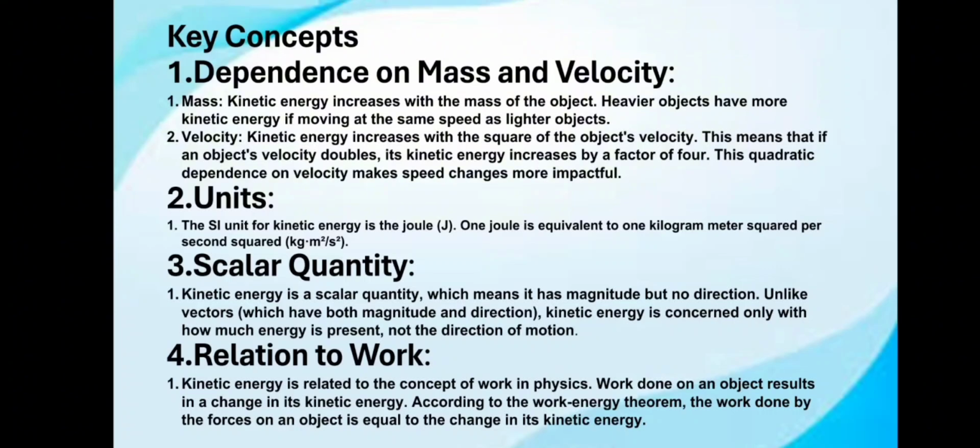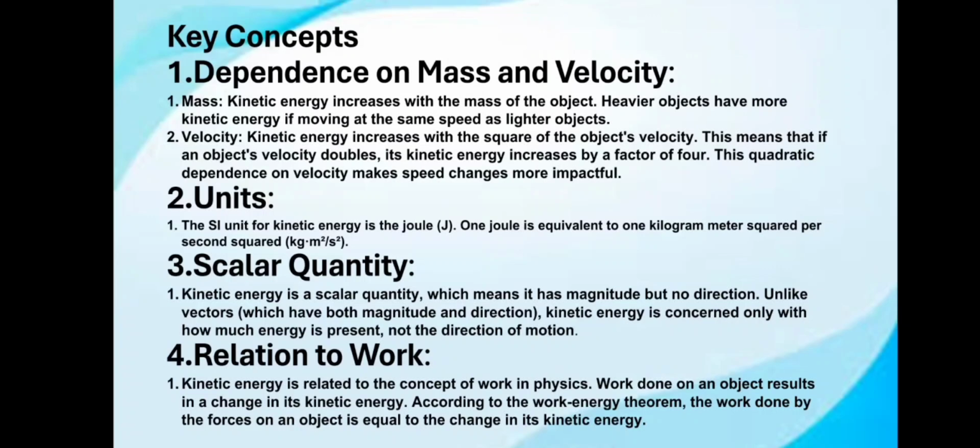1. Mass. Kinetic energy increases with the mass of the object. Heavier objects have more kinetic energy than a lighter object if moving at the same speed. So we can understand by this, if the object is heavier, it will have more kinetic energy. That means if the mass of the object is more, it will have more kinetic energy. As an example, the mass of a car, just suppose, you don't need to take it seriously, is 1000 kilograms. Now the mass of a cycle again is 500 kilograms. So of course the kinetic energy of the car will be more.